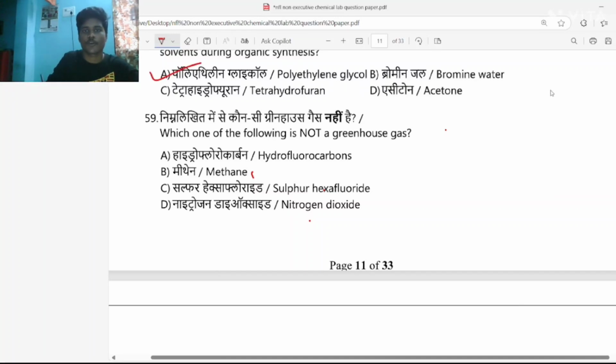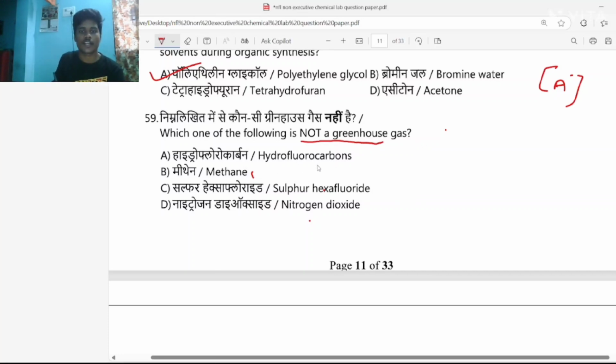Next, which of the following is not a greenhouse gas? Again, a greenhouse effect question. Options: hydrofluorocarbons, methane, sulfur hexafluoride, and nitrogen dioxide. Option D is the correct answer here. It is not a greenhouse gas.